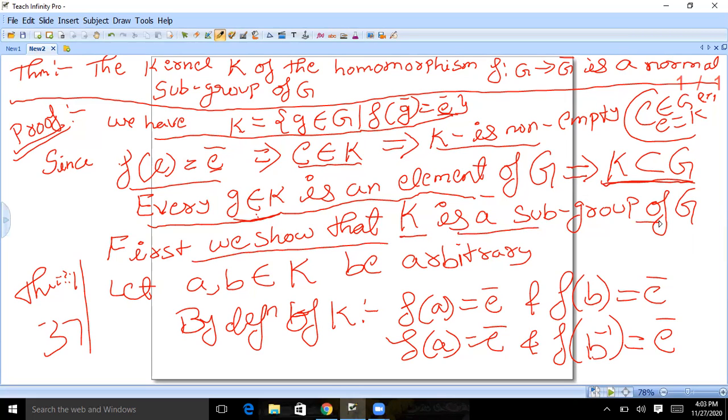So first we must prove that K is a subgroup of G. Once K is a subgroup of G, the next step is that K is a normal subgroup of G. Okay, first we should prove that K is a subgroup of G. So next what we do is let a, b belong to capital K. Here a, b belong to capital K, we are considering them arbitrary.